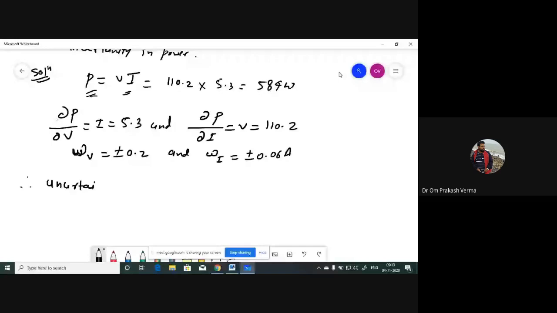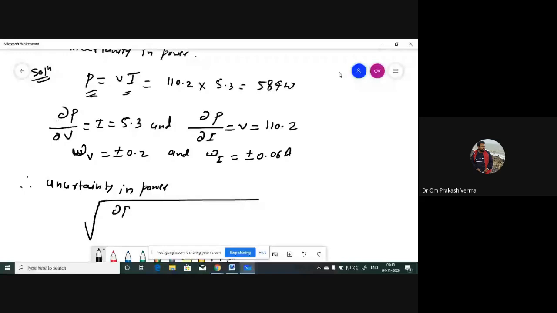So overall uncertainties you can find out with the help of the above equation that I have mentioned. Uncertainty in power is given by square root of delta P upon delta V square WV square plus delta P upon delta I square WI square, right? So with the help of this, you can find out the maximum uncertainty, that is 6.7 watt, right?